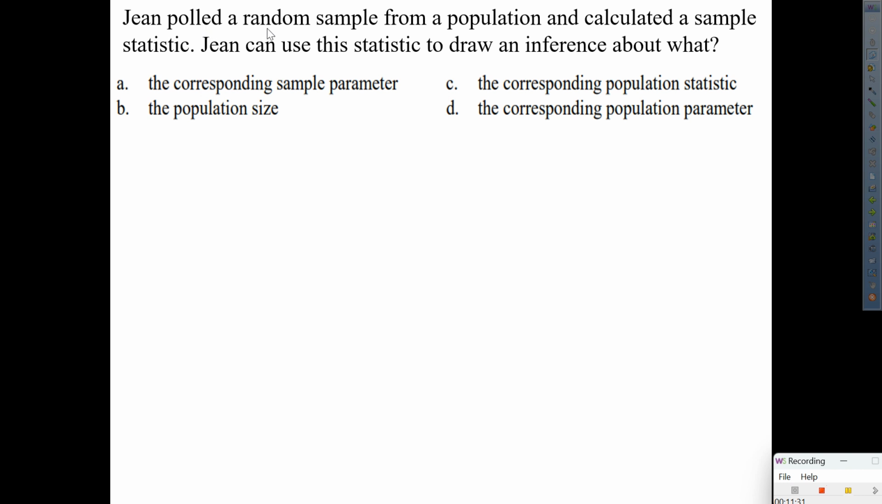Gene pulled a random sample from a population and calculated a sample statistic. Gene can use this statistic to draw an inference about what? The corresponding sample parameter, the population size, the corresponding population statistic, or the corresponding population parameter. Talk to your neighbor, and which one would you select according to that? Give you some time, go.